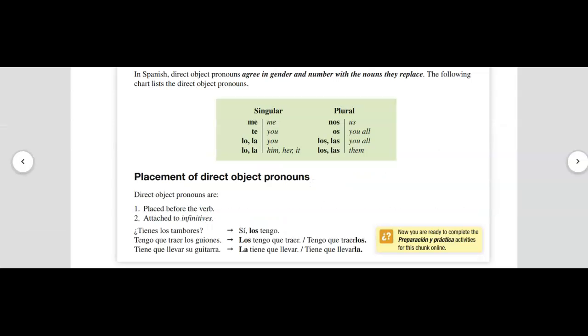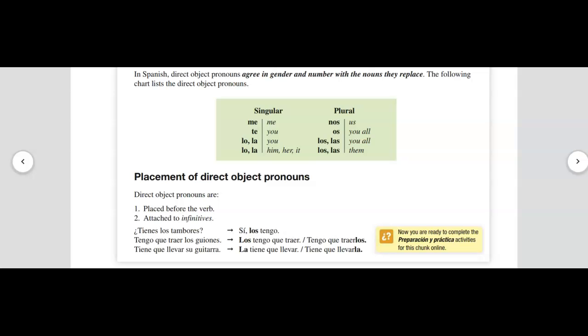In Spanish, direct object pronouns agree in gender and number with the nouns they replace. The following chart lists the direct object pronouns. Repeat after me. Me, te, lo, la, nos, os, los, las.